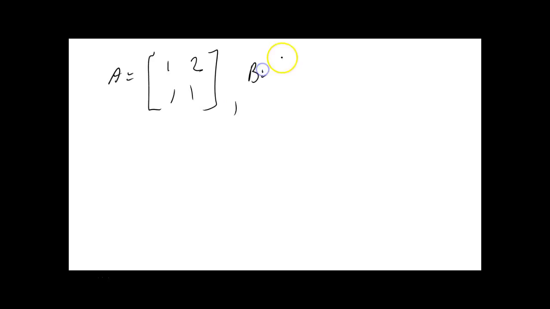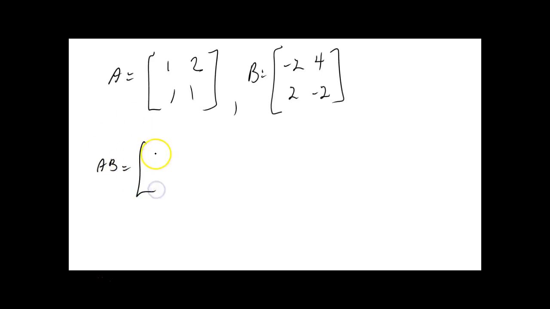And B is -2, 4, 2, -2. Okay. Hope I copied right. So let's first do AB. That will be a 2 by 2. That's 2 by 2 times 2 by 2. It's going to be a 2 by 2.